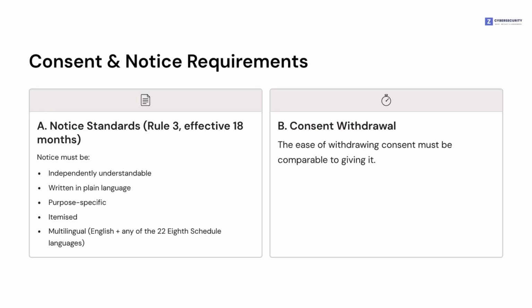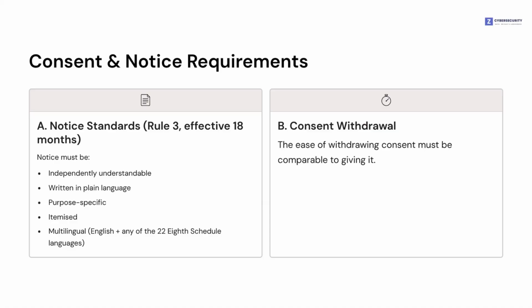Your notice must be independently understandable, in plain language, purpose-specific, itemized, and in the appropriate languages. And one rule stands out clearly. The ease of withdrawing consent must be comparable to giving it. If withdrawing consent requires a support ticket while giving consent takes one click, that's non-compliance. To see real examples of DPDP Act compliant notice design, look for the I button on your screen now.